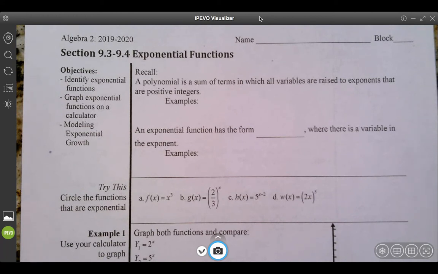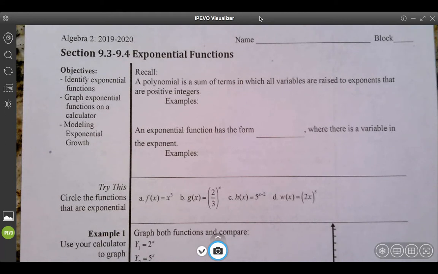So this section is about exponential functions. This is a potentially new type of function. I wanted to start by talking about how it's related to functions that we've already discussed, namely polynomials. Recall that a polynomial is the sum of terms in which all variables are raised to exponents that are positive integers. That's just a fancy way of saying that a polynomial is the things that we've been working with all year, where our exponents are non-negative and non-fractions.